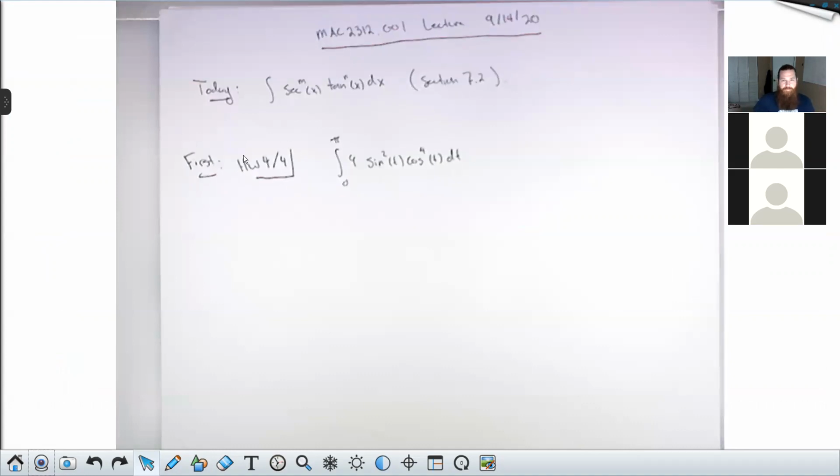So your numbers may change a little bit, but it should look something like this. It should be an even power of sine times an even power of cosine, and it should be a definite integral.